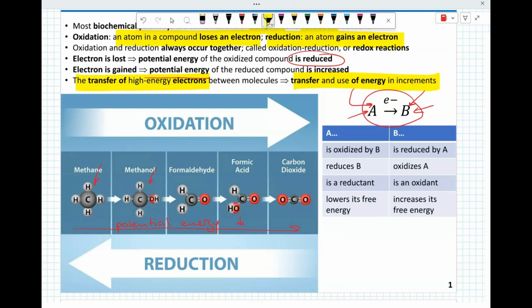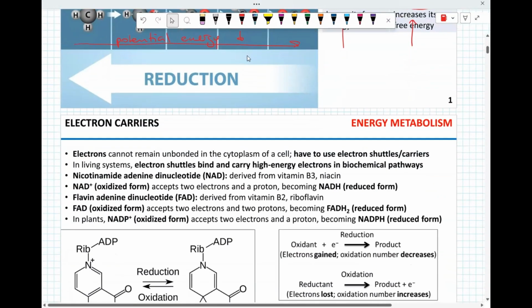Now here you can see that A is oxidized by B, while B is reduced by A. It means that A reduces B, while B oxidizes A, and A plays a role of a reductant, and B plays a role of an oxidant. A, in this case, lowers its Gibbs free energy, and B increases its Gibbs free energy.